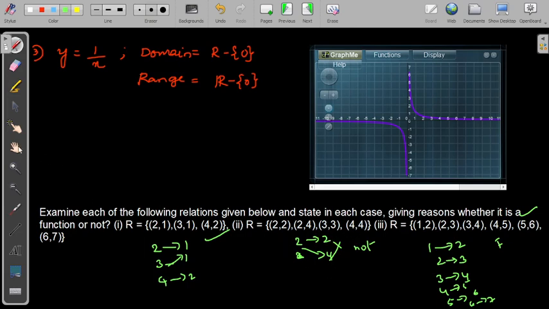So this is how to define a function, find the domain of the function and the range of the function, and check whether the given relation is a function or not.